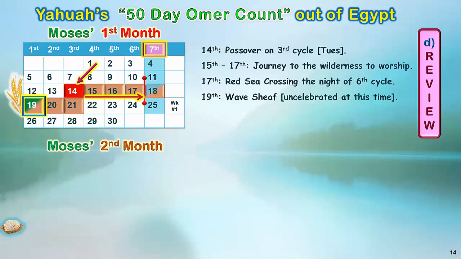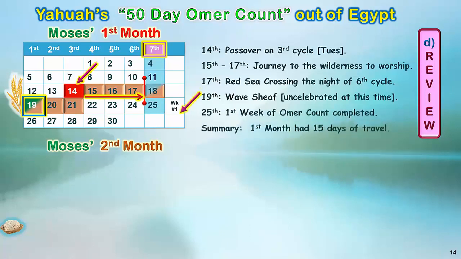No, the Wave Sheaf has not been instituted at that time. Yet, the appointed time, the date, was still well in effect. It is a Kodesh, or holy, or set apart appointed time. It is the pattern. So in that week, we see the first week completed. This is on the Omer count, the first week of the Omer count completed. And the summary is the first month had 15 days of travel.